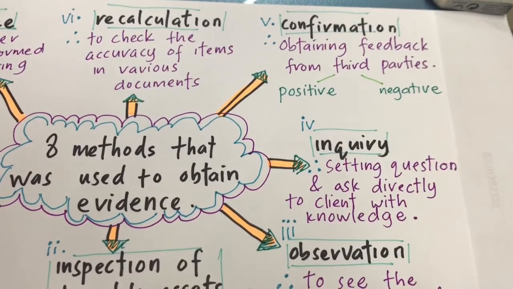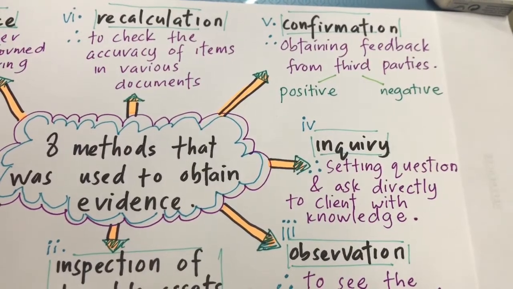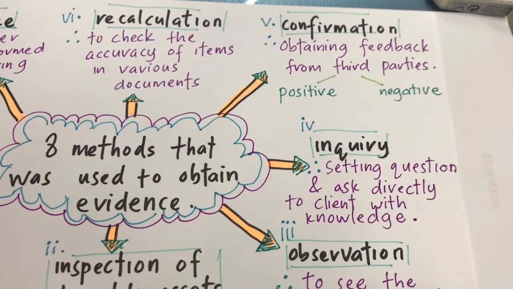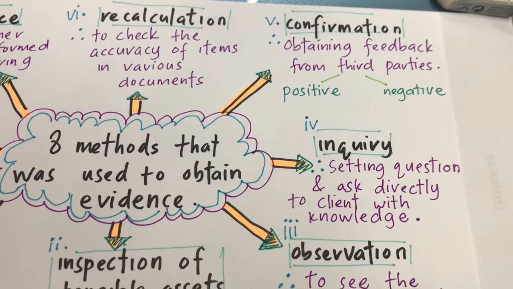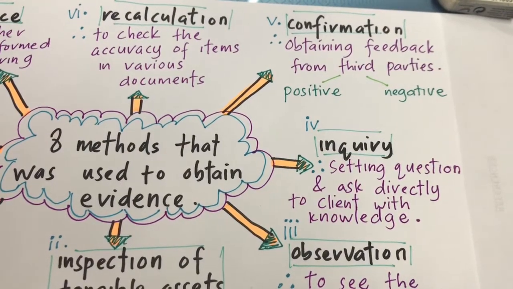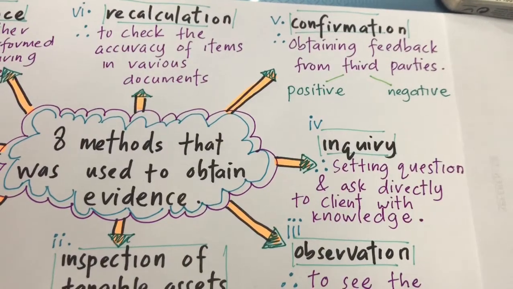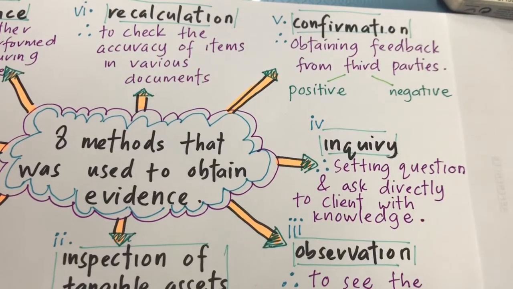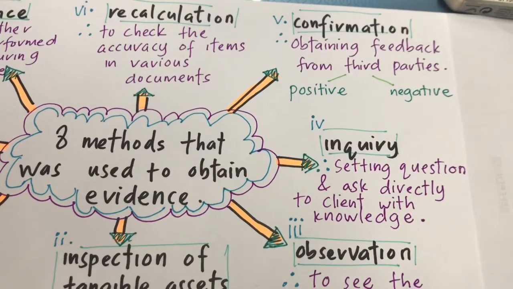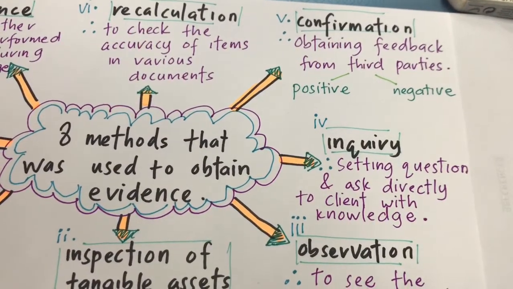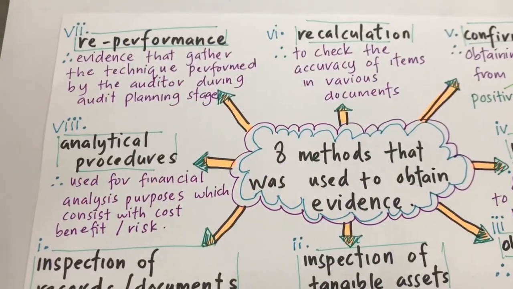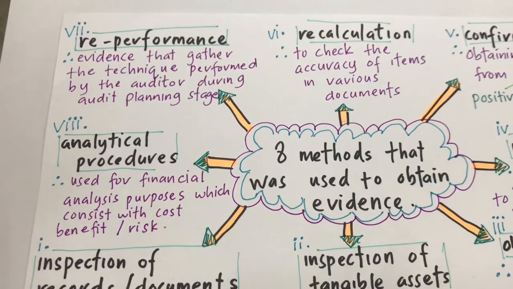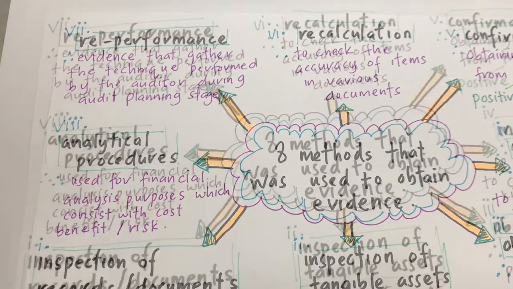Positive request is where the confirming party needs to communicate with the auditor regardless of whether they agree that the information is correct. Meanwhile, negative request is where the confirming party needs to communicate with the auditor only if the information supplied is incorrect. Method number 6. Recalculation. It is to check the accuracy of items in various documents.